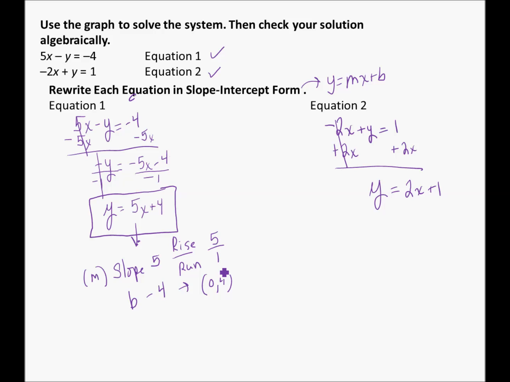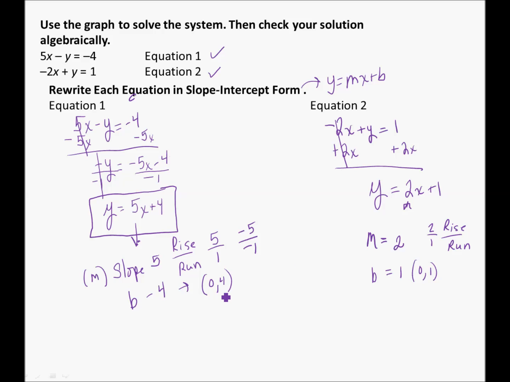And remember, 5 over 1 can be the same thing as negative 5 over negative 1, because negative 5 over negative 1 still simplifies to 5. Looking at over here, my m would be my 2. So I can represent that as 2 over 1, rise over run. And my b is going to be 1, so I can say my starting point would be the coordinate 0, 1. The first thing to do in order to solve this is now graph this equation.